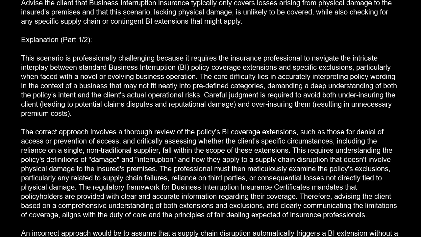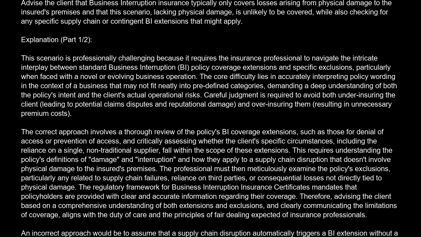Explanation: this scenario is professionally challenging because it requires the insurance professional to navigate the intricate interplay between standard business interruption policy coverage, extensions and specific exclusions, particularly when faced with a novel or evolving business operation. The core difficulty lies in accurately interpreting policy wording in the context of a business that may not fit neatly into predefined categories, demanding a deep understanding of both the policy's intent and the client's actual operational risks. Careful judgment is required to avoid both underinsuring the client, leading to potential claims disputes and reputational damage, and overinsuring them, resulting in unnecessary premium costs.